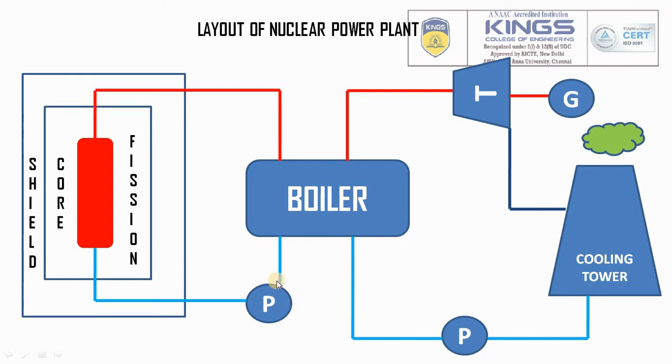The chain reaction will stop if you use the control rod: the flow of slow neutrons will stop, and then the chain reaction will stop. So this is the layout of a nuclear power plant. This process continues again and again to generate electricity.